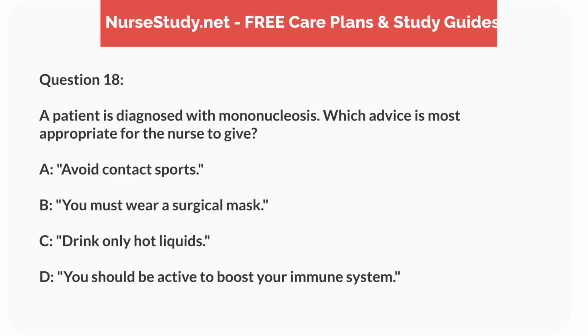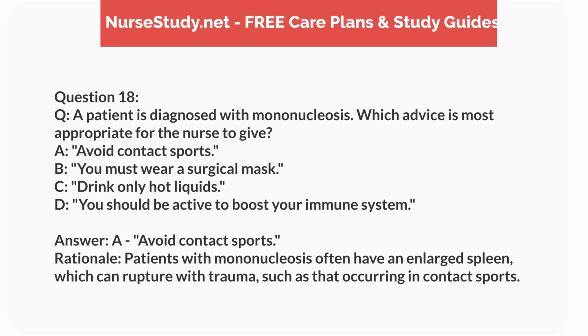Question 18. A patient is diagnosed with mononucleosis. Which advice is most appropriate for the nurse to give? A. Avoid contact sports. B. You must wear a surgical mask. C. Drink only hot liquids. D. You should be active to boost your immune system. Answer. A. Avoid contact sports. Rationale. Patients with mononucleosis often have an enlarged spleen, which can rupture with trauma, such as that occurring in contact sports.